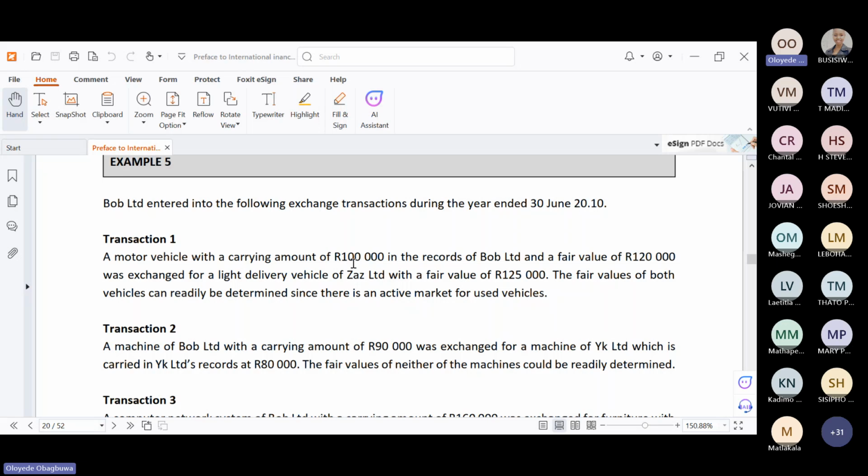Okay, so based on what I've explained now, I want someone to just try and provide an answer. How will Bob Limited measure the light vehicle that it is acquiring? What will be the value of that light vehicle in the books of Bob?